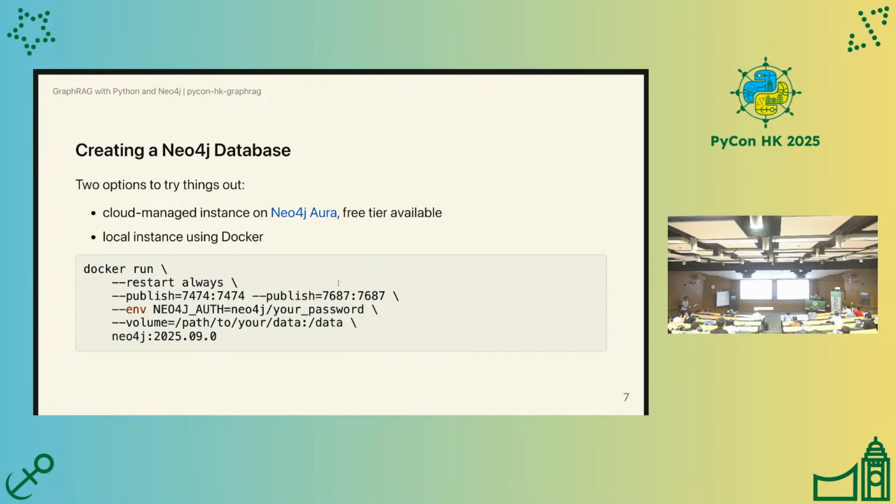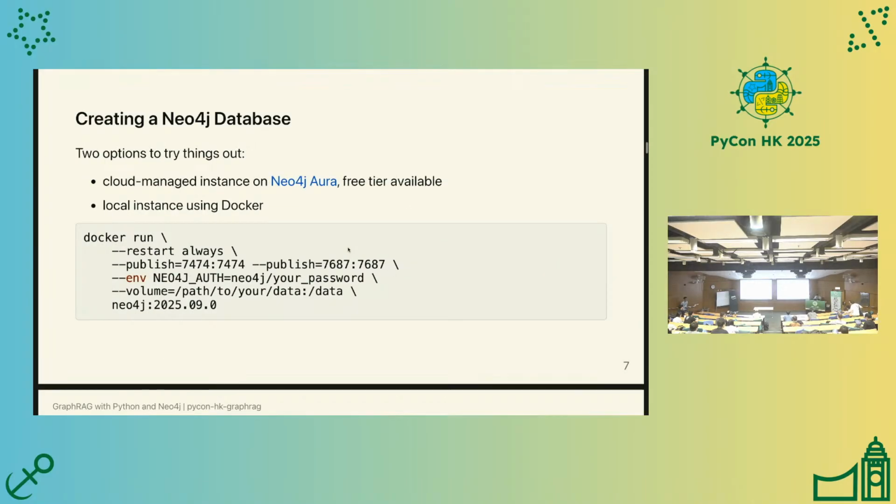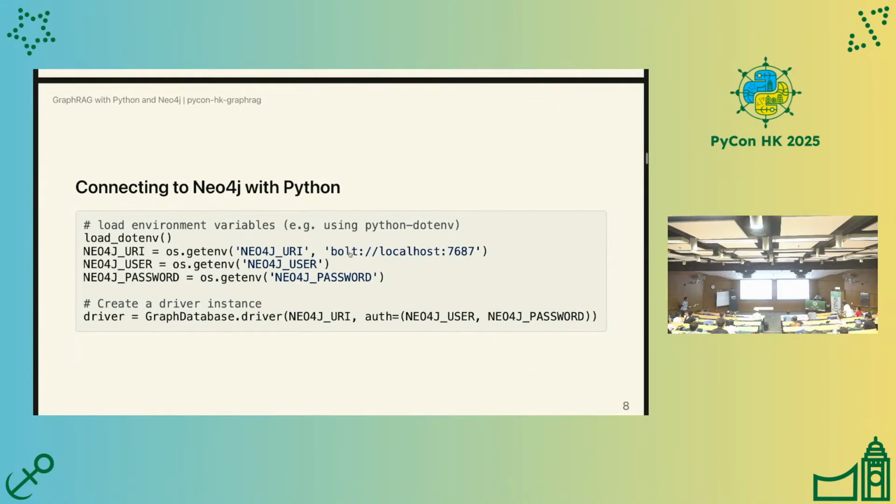One thing to note is that if you want the data to persist, you would want to store it in a volume so that the data can stay there and not get reset every time you run the Docker. Okay, so to connect to Neo4j, you need a URI, like an address to access the database, and you also need authentication, basic authentication. So you have a user, password, and then you create a driver instance, which is the software component that interacts with the database.